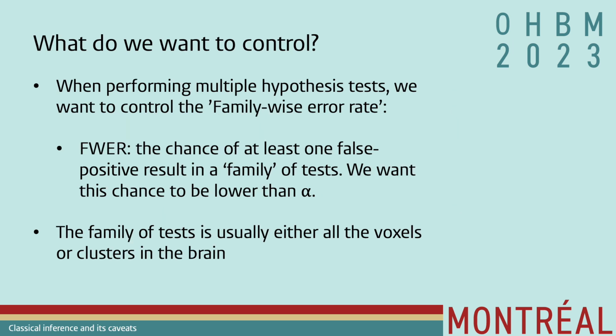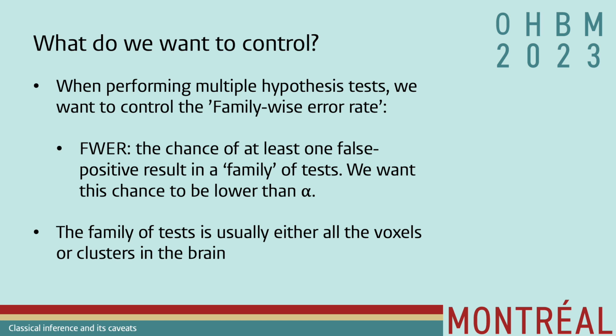When performing multiple hypothesis tests, we want to control what we call the family-wise error rate. The family-wise error rate is the chance of at least one false positive result in a family of tests. And we want this chance to be lower than alpha, and alpha we can choose. So instead of saying we want the alpha level for a single test to be smaller than 5%, we want the chance across a whole family of tests to be no higher than 5%.